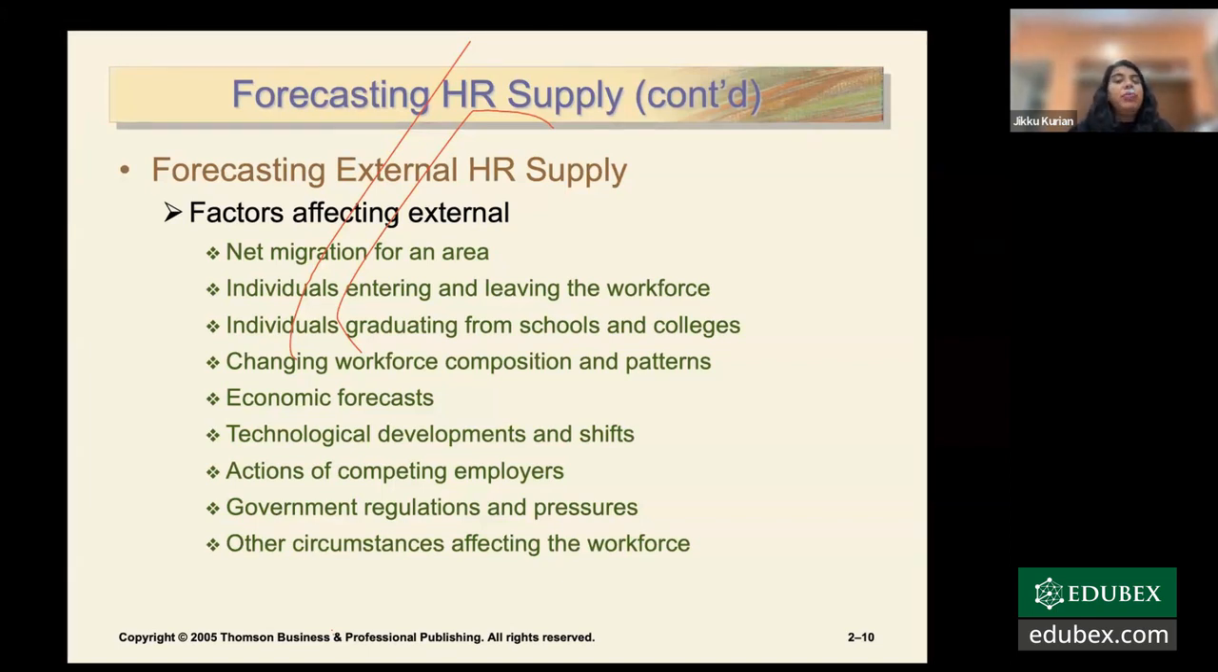Individuals graduating from schools and colleges, for example, you need mechanical engineers and electronic engineers. So what is the proportion of people who are passing out every year? Whether you will get a sufficient number of resumes or profiles which you can use, so that you can maintain the yield ratio, which will be discussed in the future classes. And changing workforce composition and pattern.